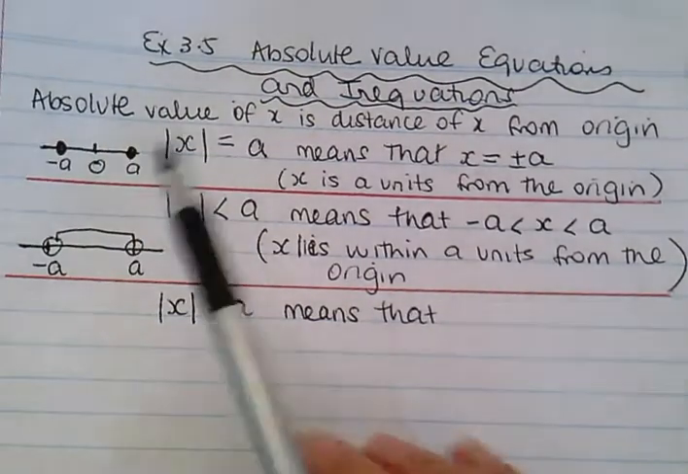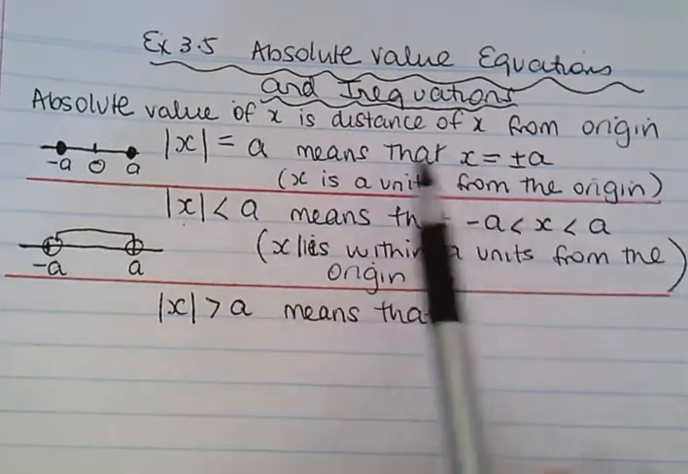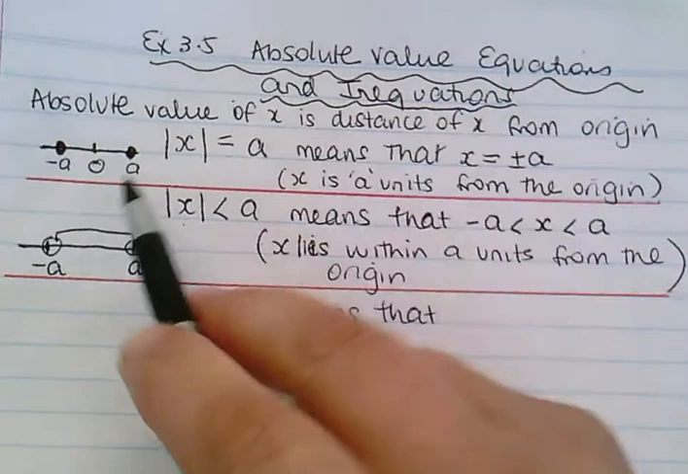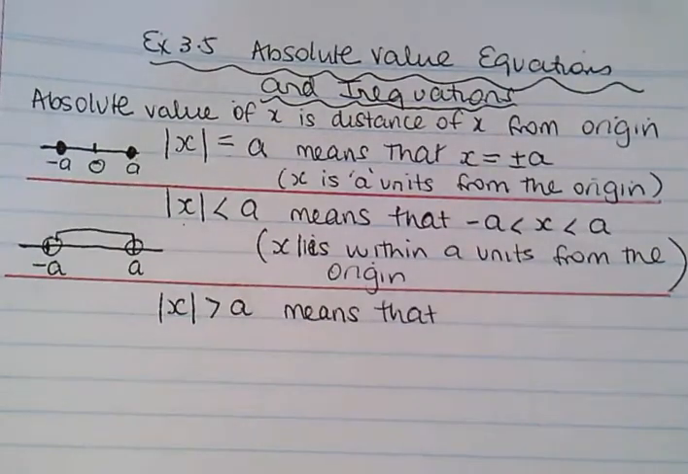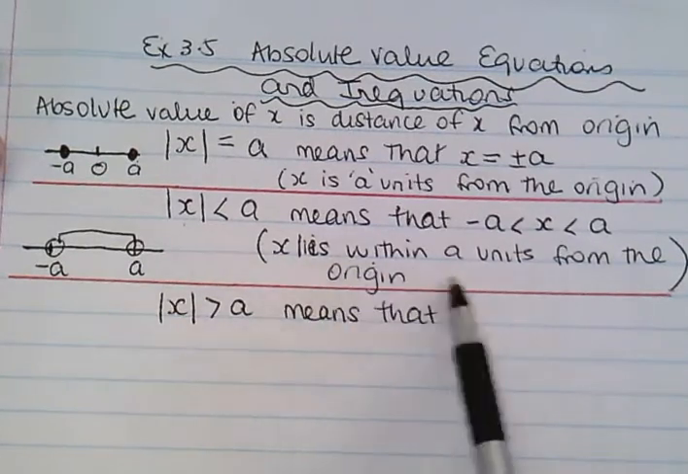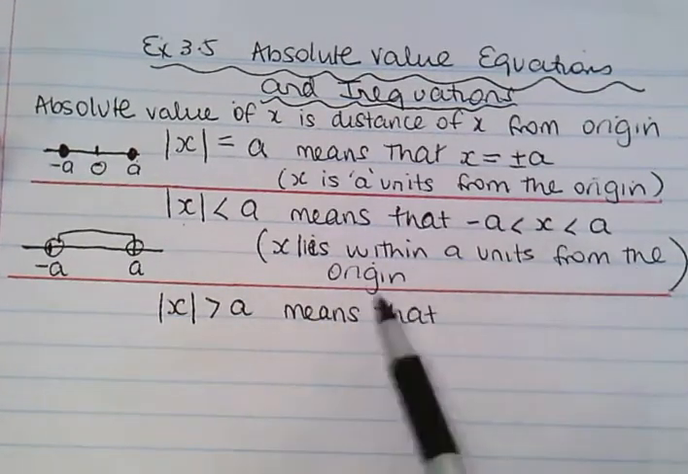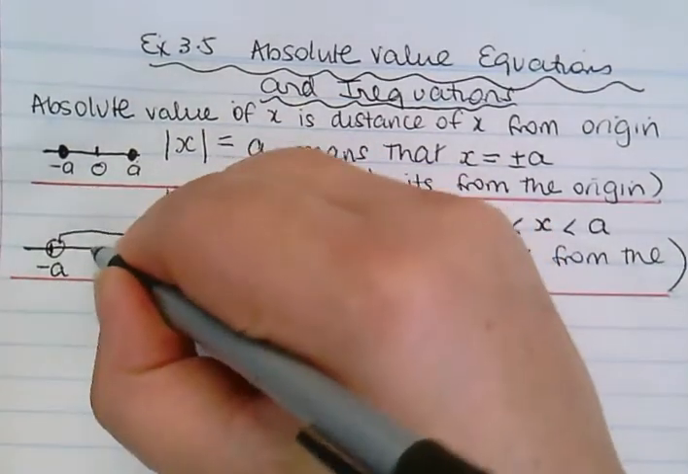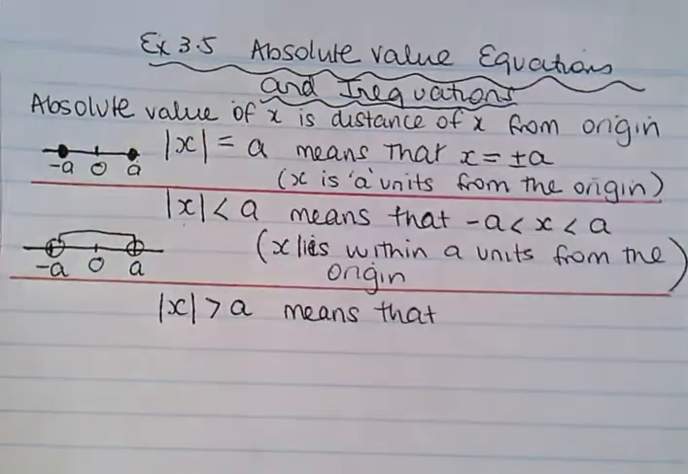going back over these again, absolute value of x equals a, as we said, x is a units from the origin, so it could be positive a or negative a. If absolute value of x is less than a, x lies within a units of the origin, so x is anywhere between negative a and positive a, here is the origin, okay?